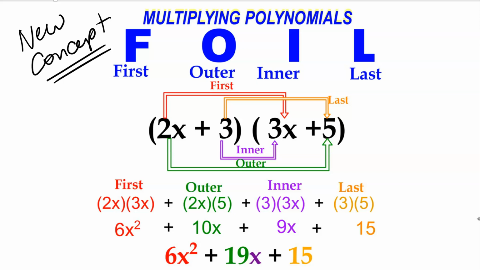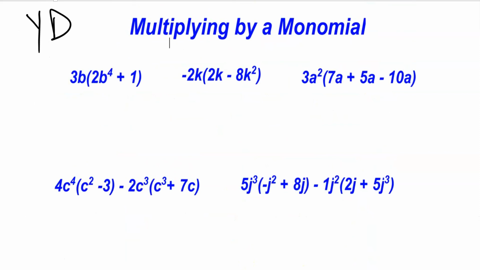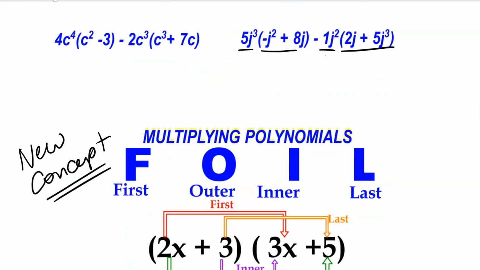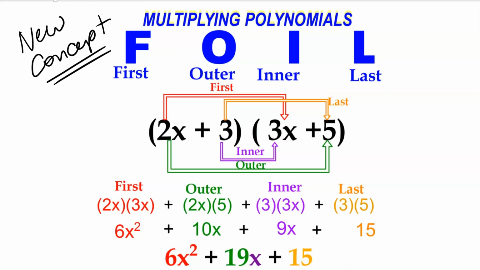So you should have said, or maybe thought about, the fact that before it was a monomial times, it might have been a polynomial, it might have been a binomial. Up here we saw that this was a monomial times a binomial. This was a monomial times a trinomial. Monomial times a binomial. So what's different, y'all? What's different is that we have a binomial times a binomial.